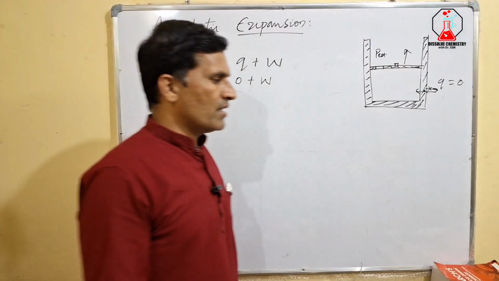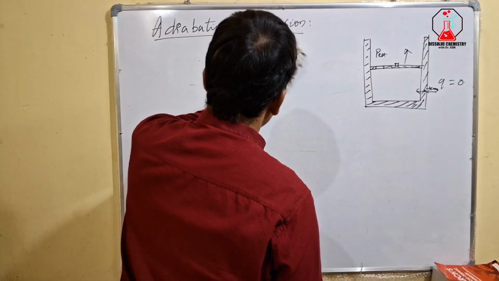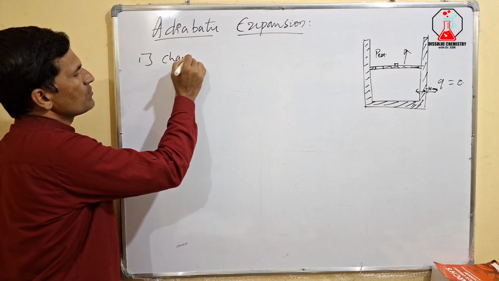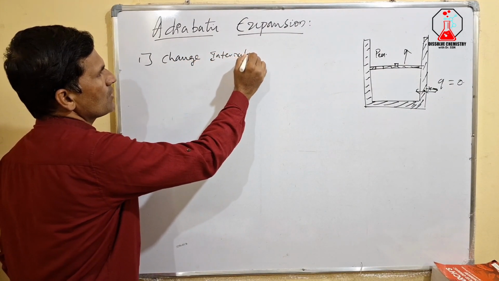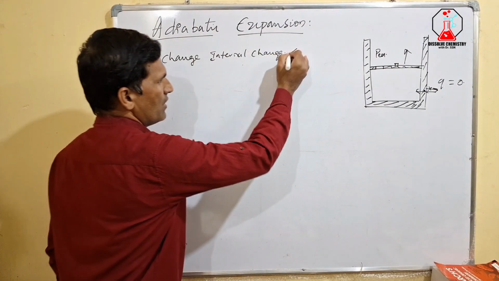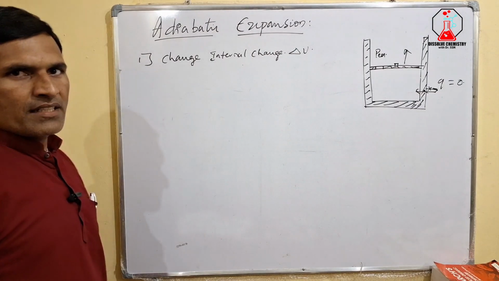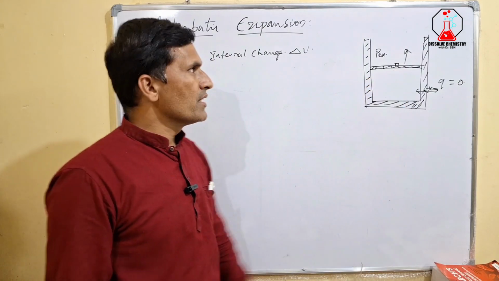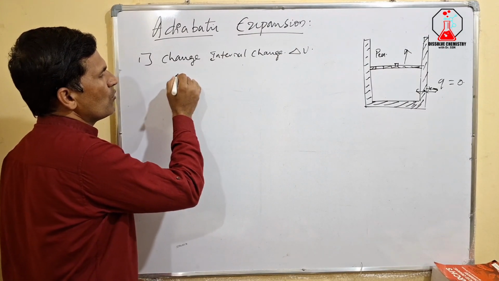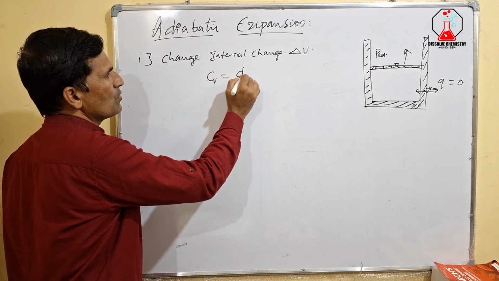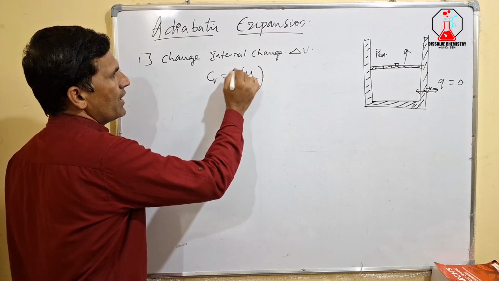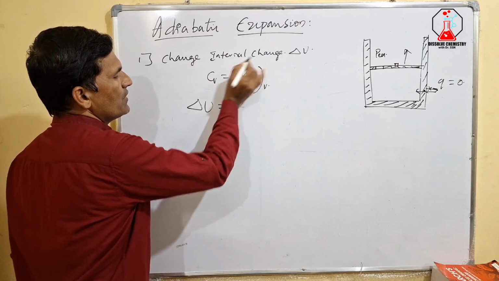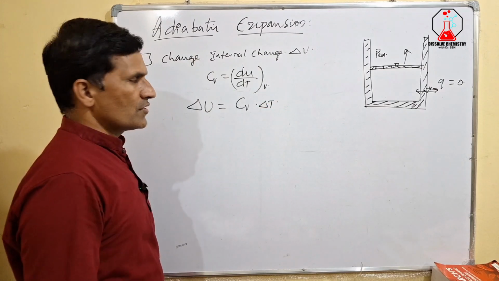Now we will see how the different thermodynamic variables change in adiabatic expansion. First, the change in internal energy during adiabatic expansion, delta U. Whatever work it does, such as expansion work, it has to do at the expense of the internal energy. From the molar heat capacity at constant volume, Cv is equal to dU by dT at constant volume. So the change in internal energy can be given as Cv into delta T.